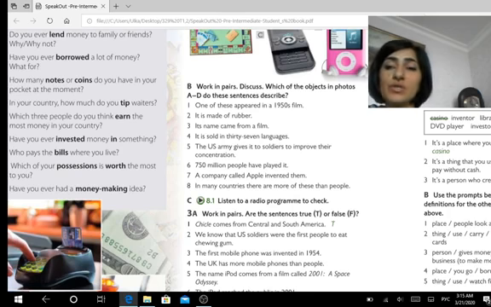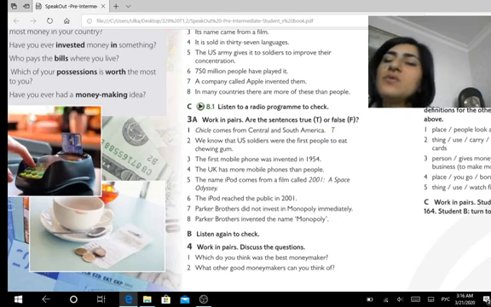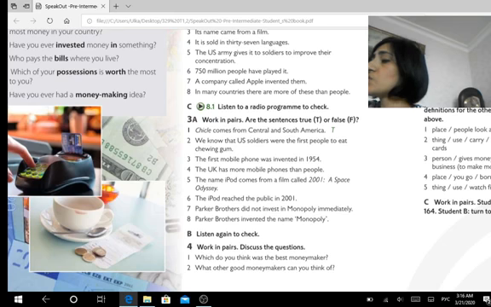Then you go to 3A. In 3A, it's again connected with your listening from C. You will play your recording again, and now your task is to find true or false. It's as usual, as we usually do. You put your T or F for true or false.